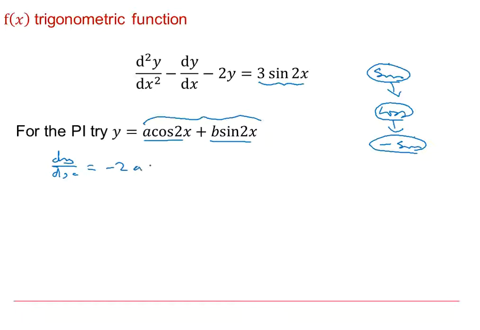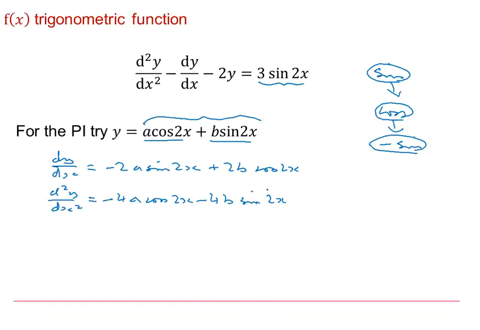So now we can differentiate this to get dy by dx. That's minus 2a sine 2x. Watch out for little chain rules as you're going along. And we need to differentiate it again to get the second derivative. So that's minus 4a cos 2x minus 4b sine 2x.